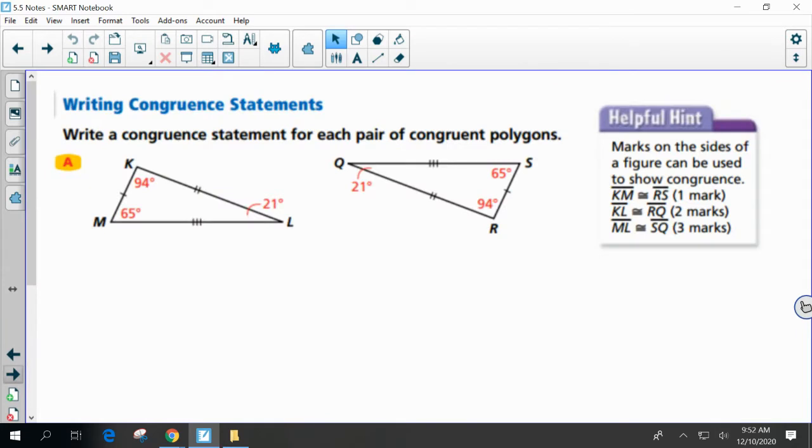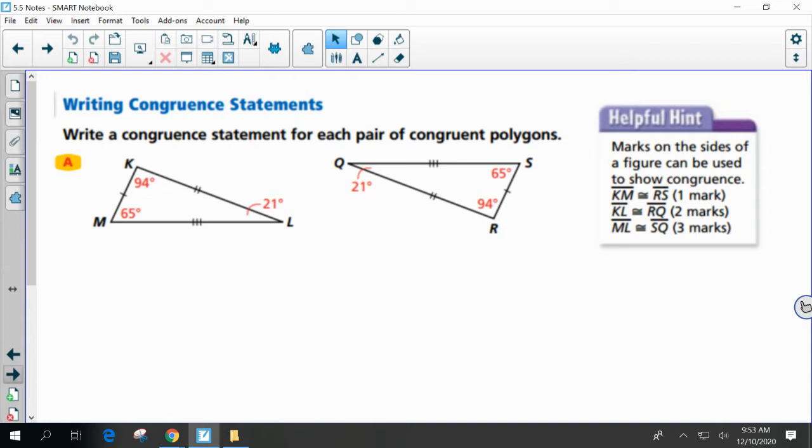Starting off with our first problem, we're going to write congruency statements for the angles and for the sides. How we do this is you're going to have to look at the angles and the sides. Notice how side SR has one mark, that's called the tick mark. It goes with the side over here that has one mark, so KM. Sometimes you have to try to visualize these rotating. These two shapes are the same, but they're not rotated in the same direction. So sometimes you have to visualize the triangle or the shape rotating into a different direction.